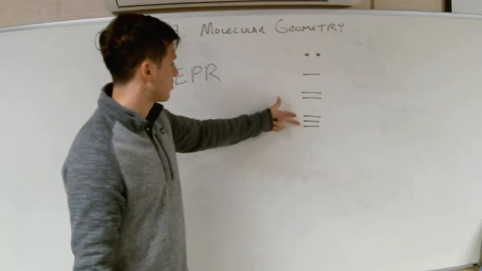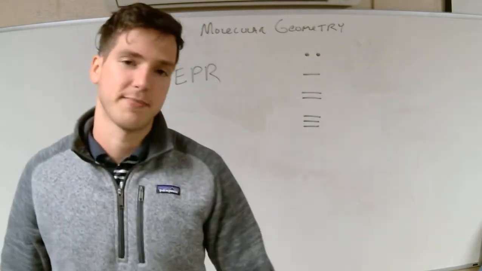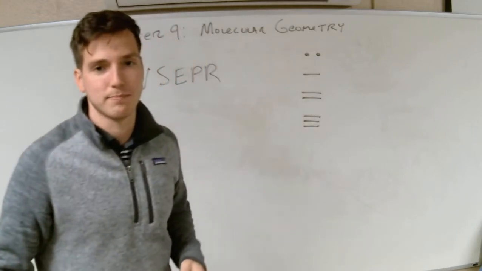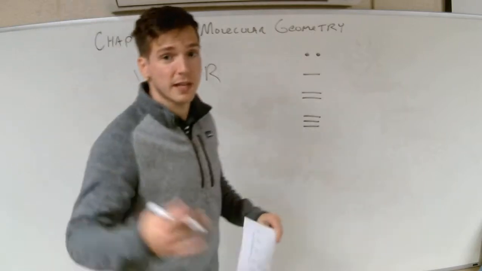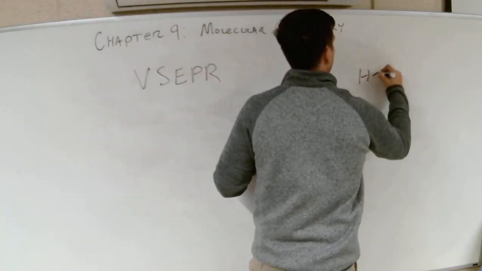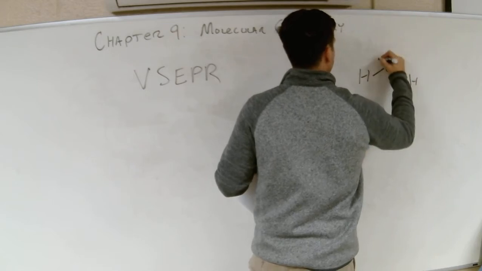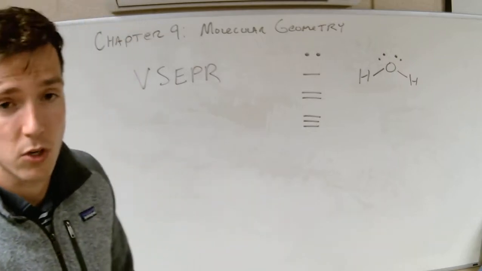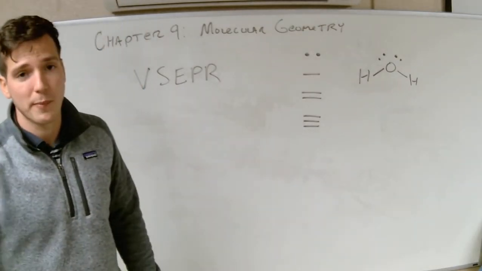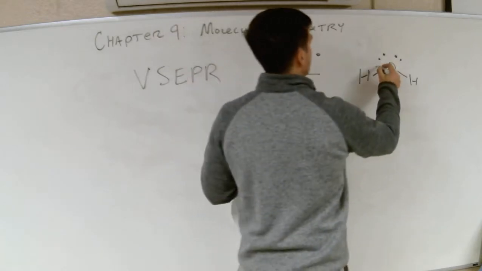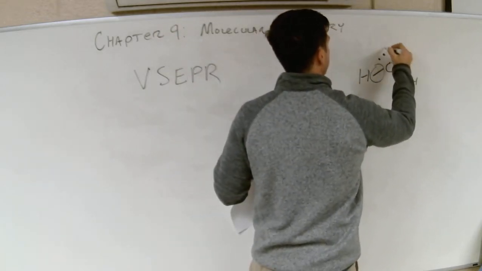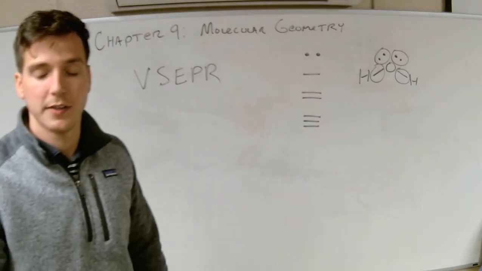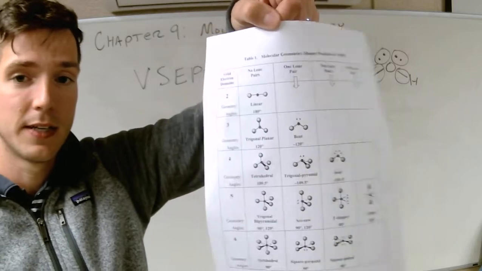Some of you like to look at this triple bond and say, hey, that's 3 domains. Nope, it's just one domain. This is one domain, this is one domain, this is one domain, and this is one domain. So if we were to look at something like H2O, and I ask how many domains are around that central atom? The central atom is oxygen. 1, 2, 3, and 4. 4 domains.